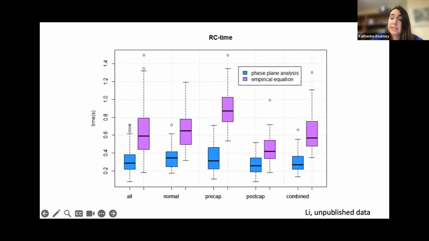So using this method, my colleague Christina Lee has shown that RC time, calculated from phase plane waveform analysis on routine clinical right heart caths, differs significantly from the empirical equation derived values and yields lower, more physiologic values of RC.